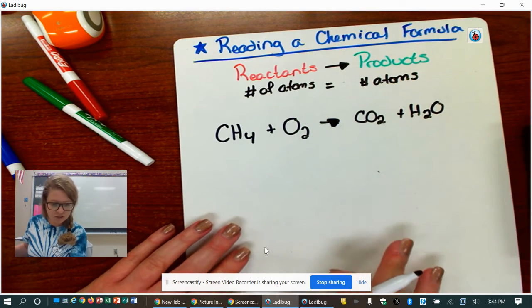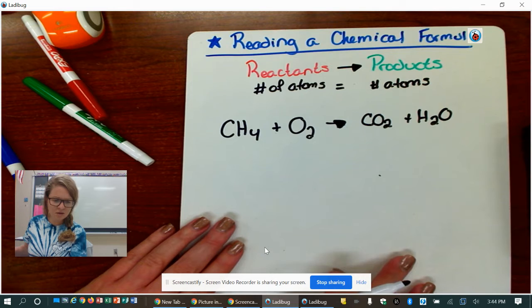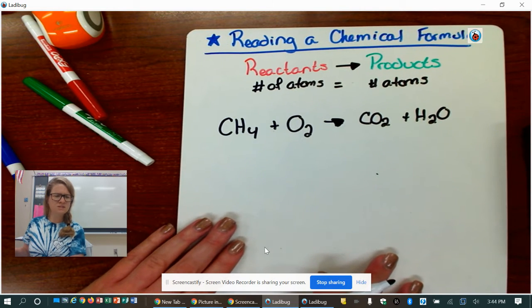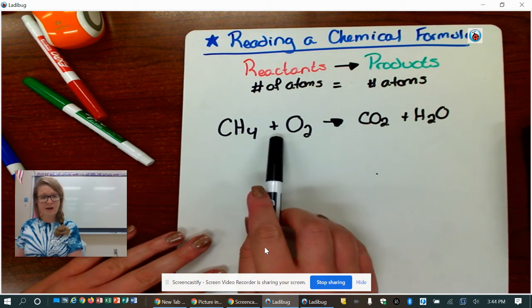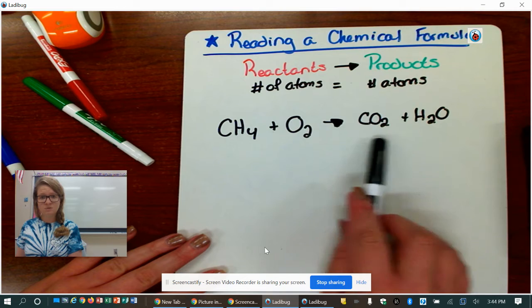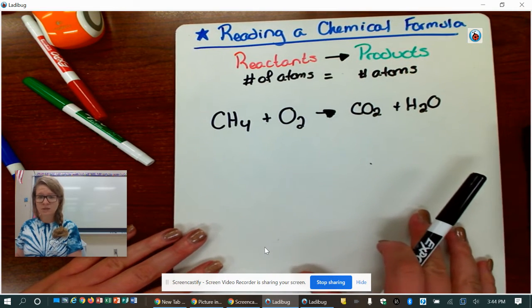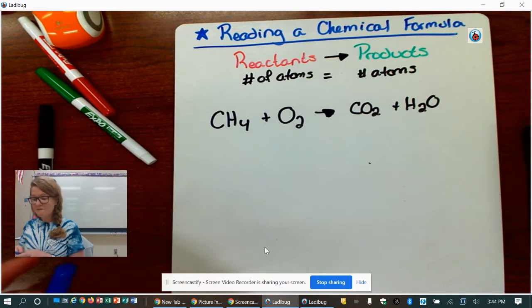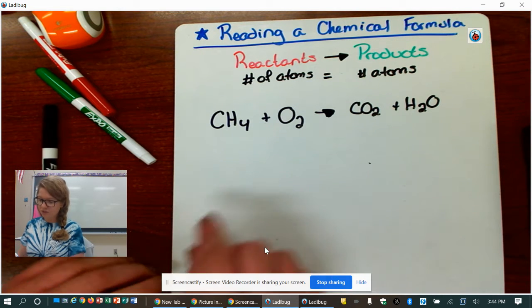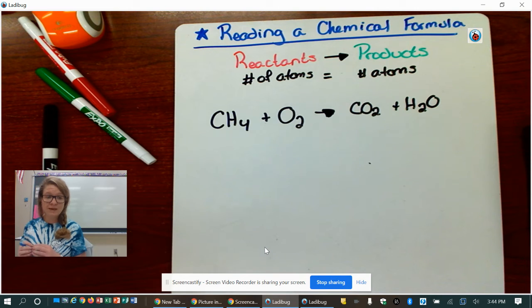This is a reaction for when we burn methane. A lot of furnaces use methane. So this is the reaction that happens when you burn methane in your furnace in the presence of oxygen. It releases CO2 and H2O. Okay? So that's the chemical formula. We have to see, does this chemical formula follow the law of conservation of mass, or do we have to change some coefficients to make it all line up?